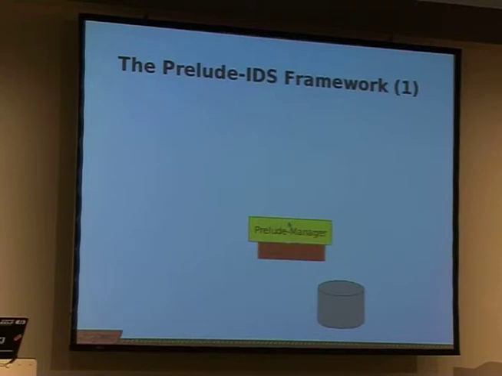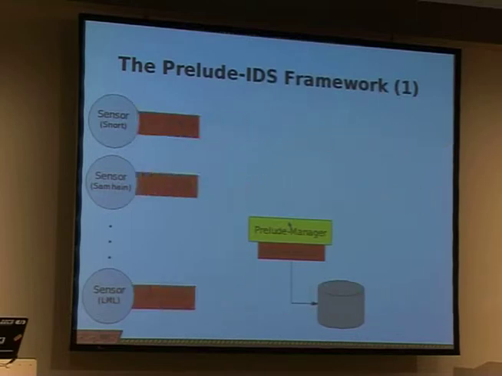So there is an abstraction layer that handles the access to the database. On the other side, you have your IDS sensors, and these sensors can be connected with a special library to the Prelude manager. The connection from the sensor to the manager is encrypted with TLS, transport layer security.